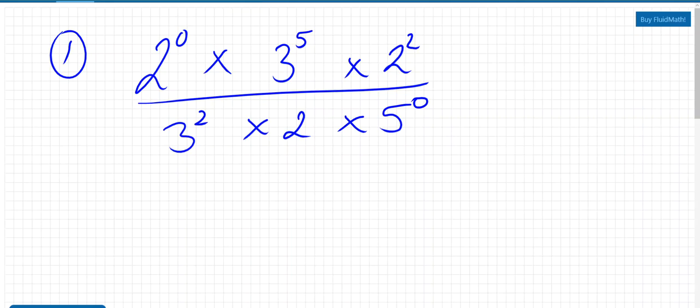So the next part of our lesson now is doing questions that involve combining index laws. So doing more than one index law in a question. All right, so have a go at this question first and see how you go. There are different ways of approaching it, but we'll do it the way that we've learned the index laws today.